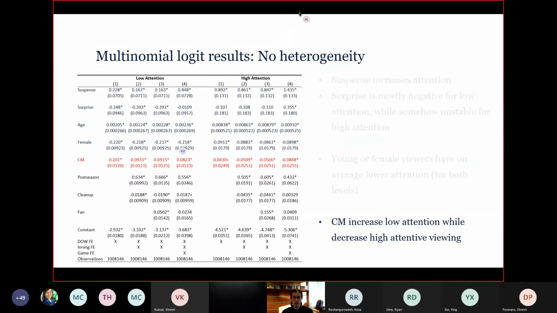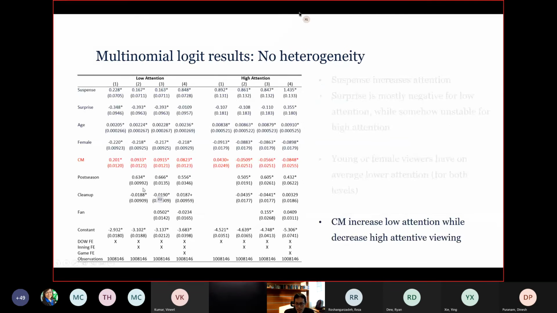And in terms of commercial, this is, I think, interesting. The commercial increases the attention level for the low-level attention, so it increases viewing. But in terms of high attention, or paying attention to the screen, it is negative and statistically significant. So commercial increases low attention, but it also decreases high attention. So there is a differential impact of commercial on low-level attention and high-level attention.